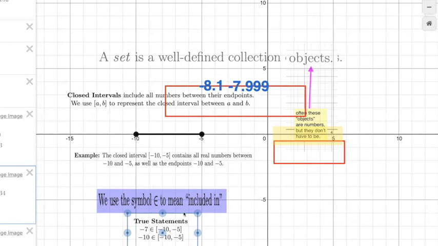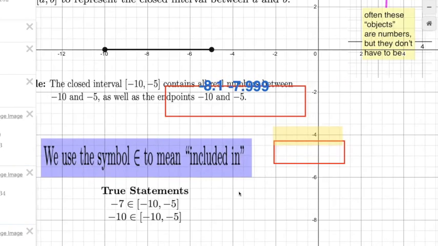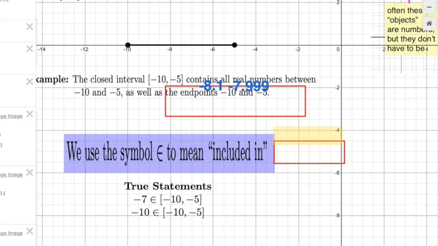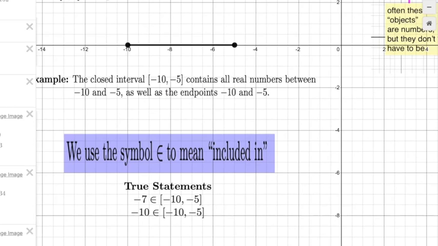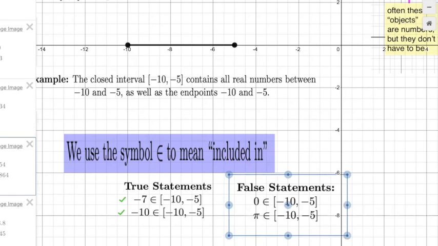So here are some true statements we could make about our closed interval -10, -5. It would be correct to say that -7 is in this interval. And it would be correct to say that -10 is in this interval because the square bracket means that this is included. It would not be true to say that 0 is in this interval because 0 is not between -10 and -5, and it also would not be true to say that pi is in it. And the key here is we're trying to introduce this notation so that you understand what this means by pointing out places where it works and where it doesn't work.